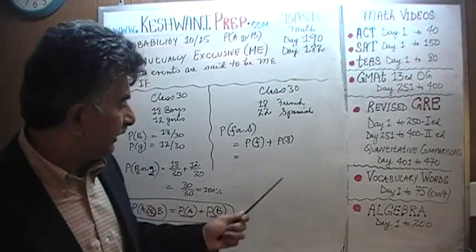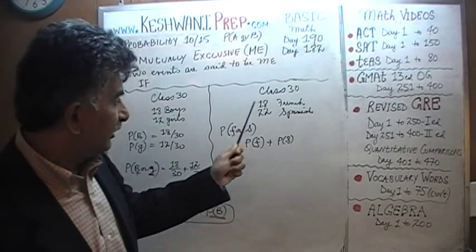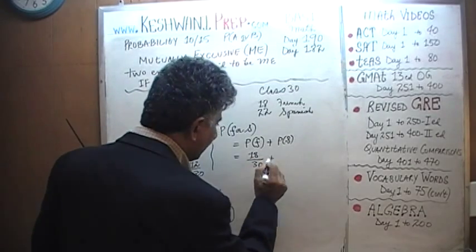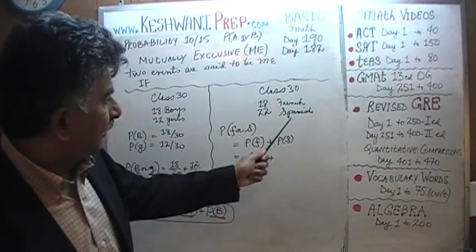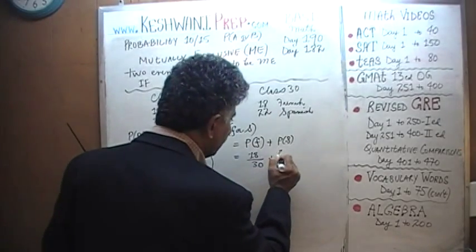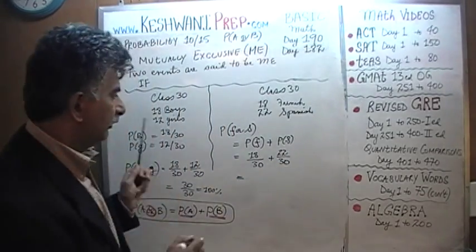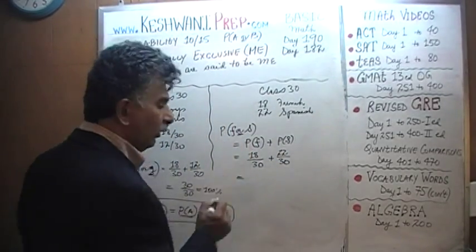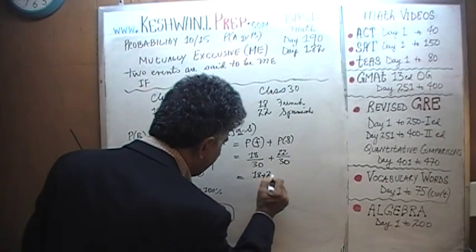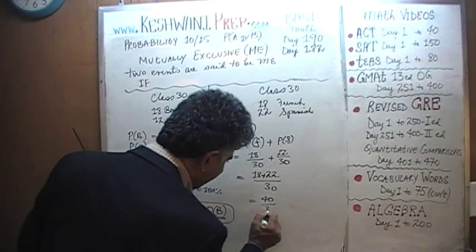What are the odds that the person that you picked at random studies French? Well, it's simply 18 out of 30. What are the odds that the student you pick at random studies Spanish? Well, there are 20 of them out of 30, 22 rather, 22 of them out of 30. And therefore, the odds of picking a student who studies either French or Spanish is simply 18 plus 22 over 30, which is 40 over 30.